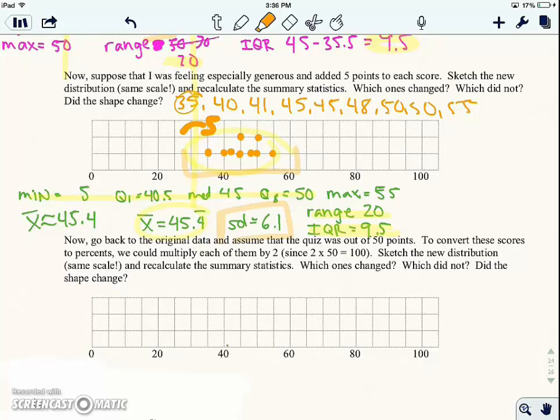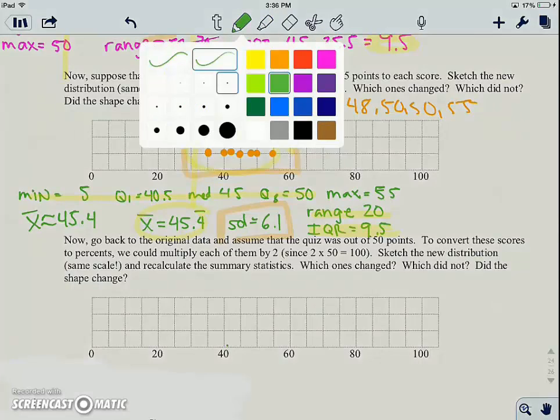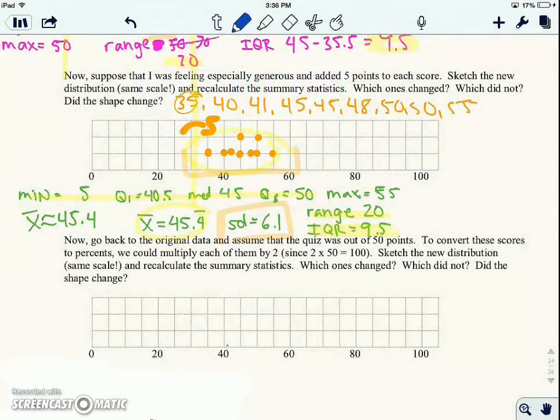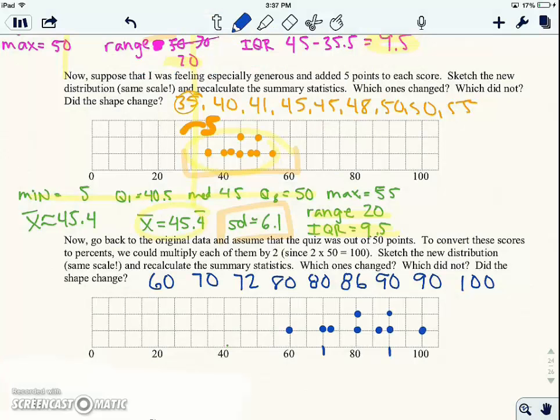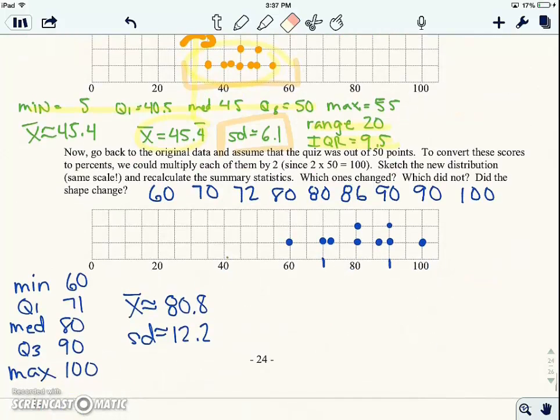Which one changed? So again, you could do the same thing, go back to your calculator, go into List 3, multiply everything, or you could do it in your head: 60, 70, 72, 80, 80, 86, 90, 90, and 100. I'm going to go ahead and plot those. Look very carefully at that. It's the same shape, but this time it is more spread out. It's about twice as spread out, and you should see that in your summary.